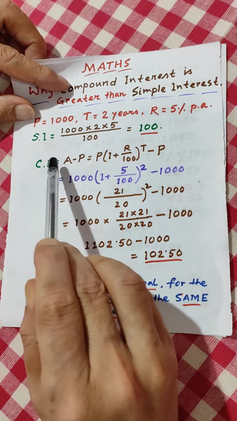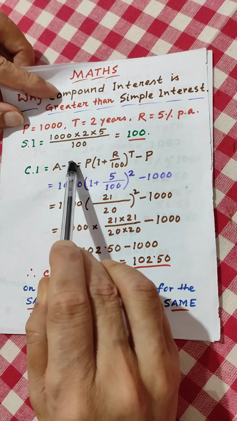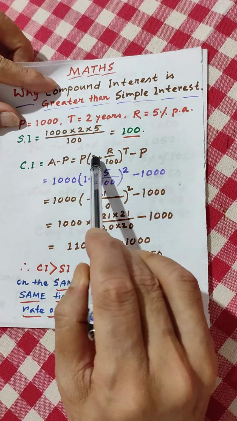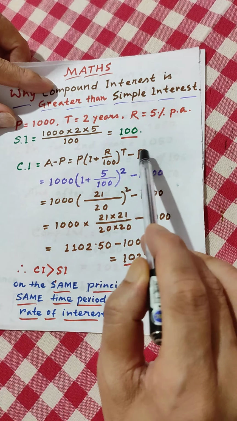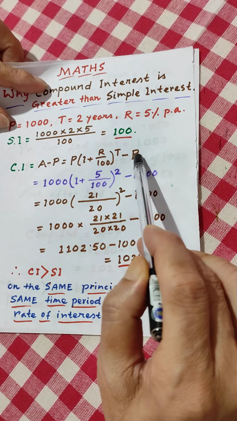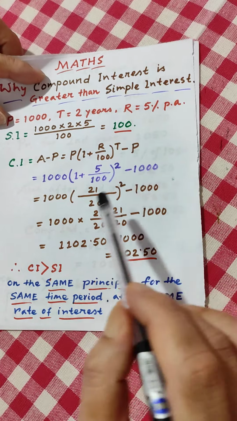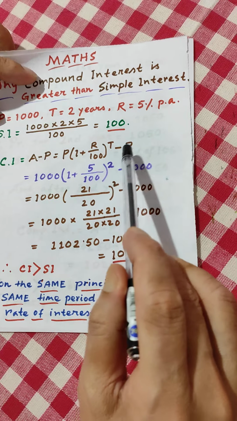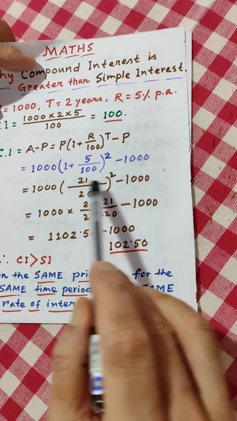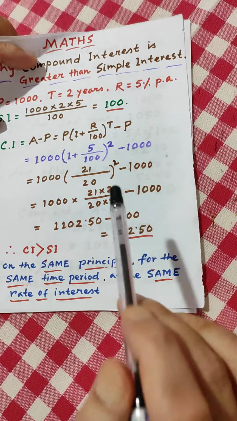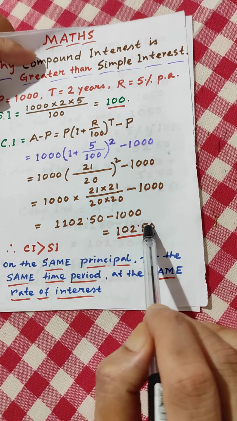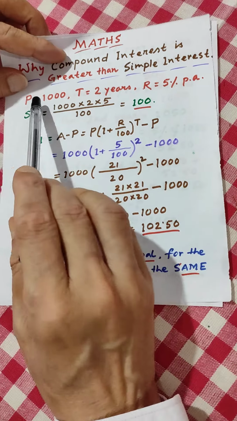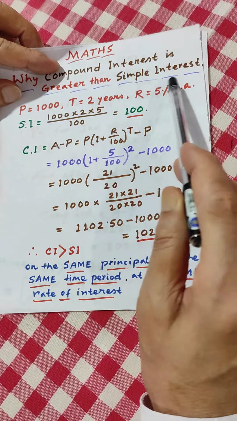What is the compound interest formula? Compound interest equals A minus P, amount minus principal. The formula for amount is P into (1 plus R by 100) whole to the power T, where T is the time period. In this case, P is 1000, R is 5, T is 2. So go on calculating. The calculation should be done correctly. Finally we come to 102.50. So compound interest is 102.50, and simple interest is 100 on the same principal, same time period and same rate of interest.